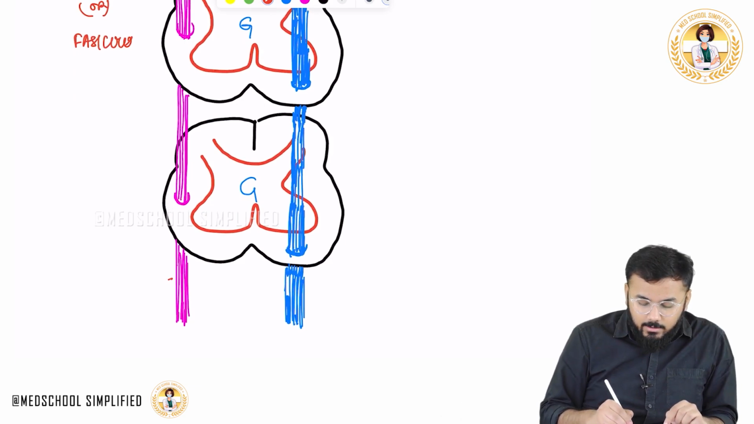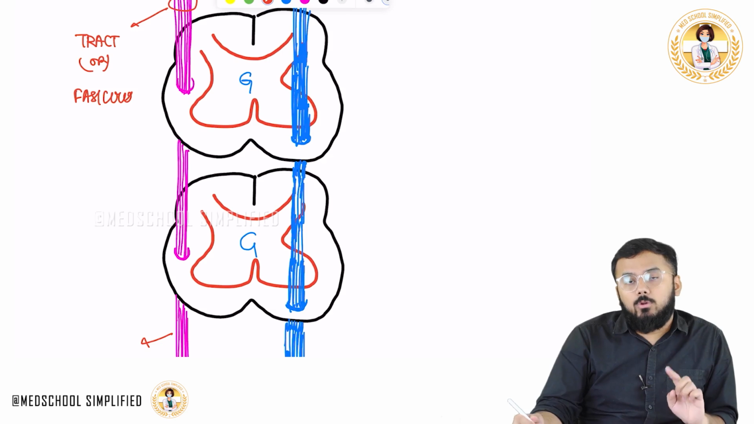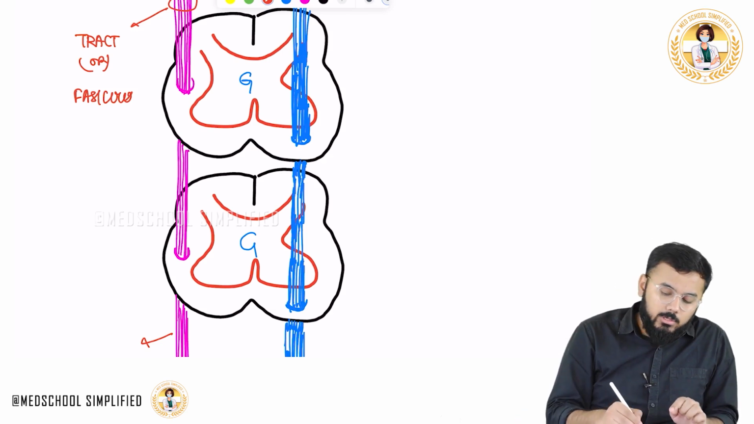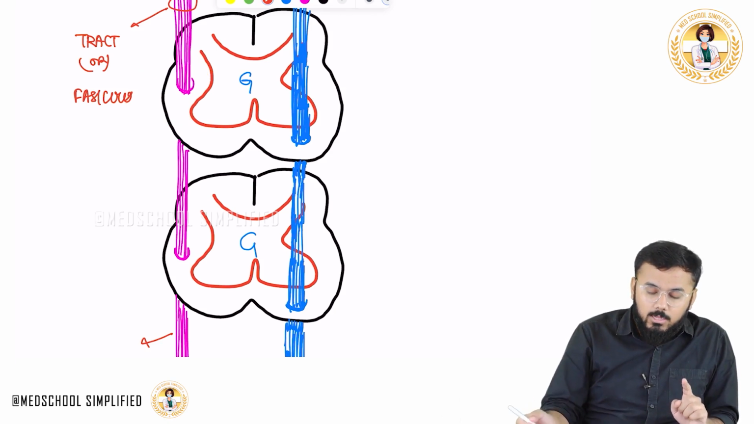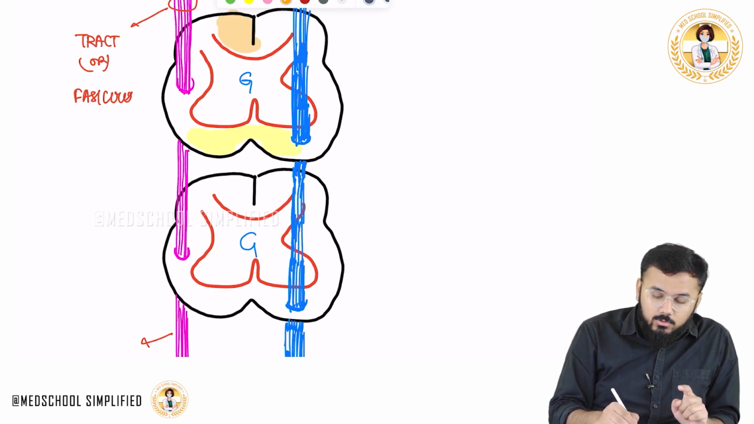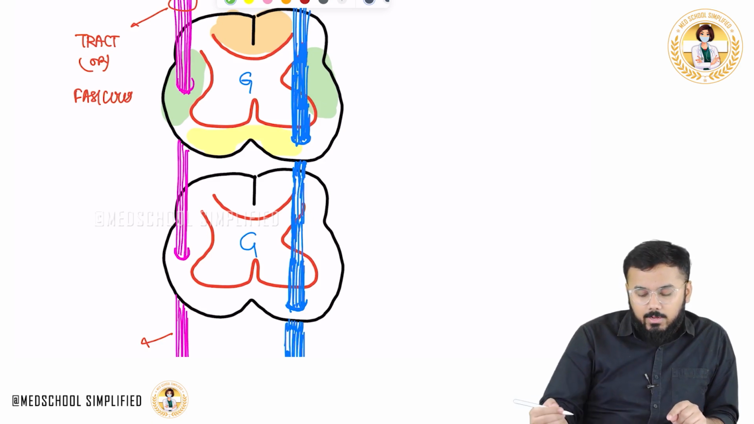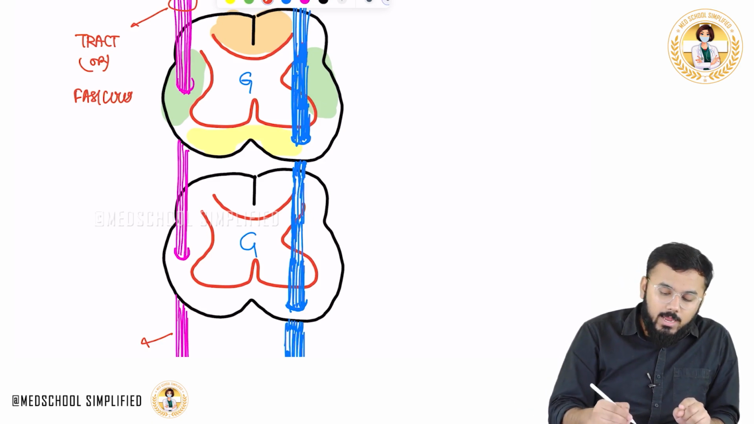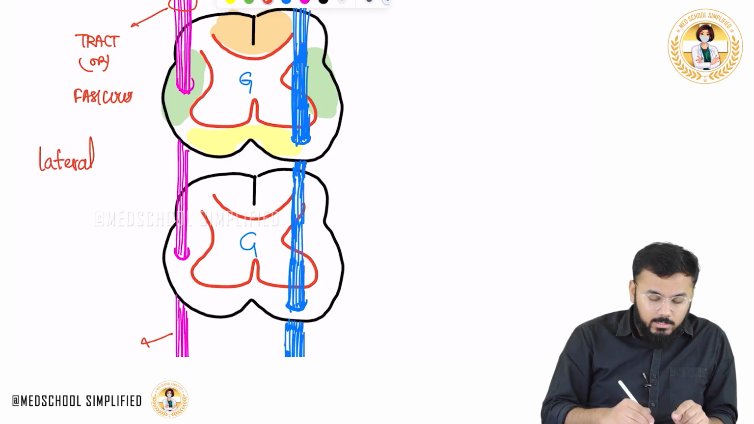Fasciculus. Now this pink color one, as it is passing laterally, that is why it is called the lateral spinothalamic tract. Why is it called lateral? Because it is in the lateral funiculus. If you watch my lecture on the spinal cord, you will understand better that this part of the funiculus is called the anterior funiculus, this part over here is called the posterior funiculus, and this part over here is called the lateral funiculus. So these pink color fibers are passing through the lateral funiculus, so I call them lateral, and from the spinal cord they are passing up.